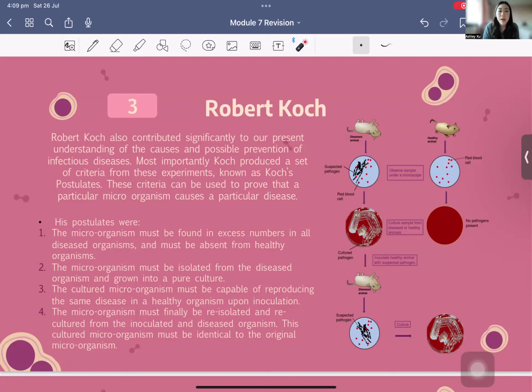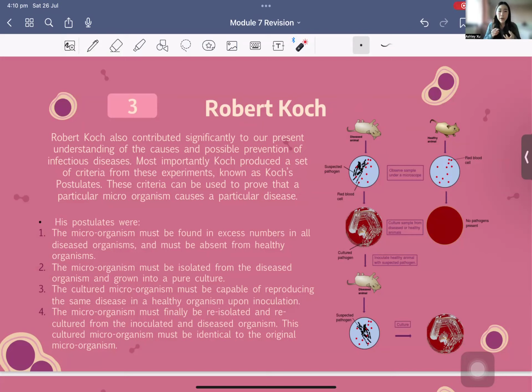Okay, number one, the microorganism must be found in excess numbers in all diseased organisms and must be absent from healthy organisms. What this means is sick organisms, so sick rat, as you can see here, must have that microorganism within them, and healthy rat must not have that microorganism within them. Number two, the microorganism must be isolated from the diseased organism and grown into a pure culture. Okay, so we get this sick rat, we take out the microbe from them, and we grow it in pure culture. We culture it such that a lot of that microbe grows in that culture.